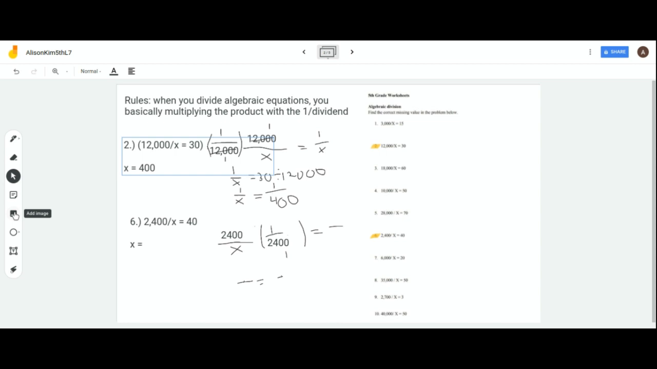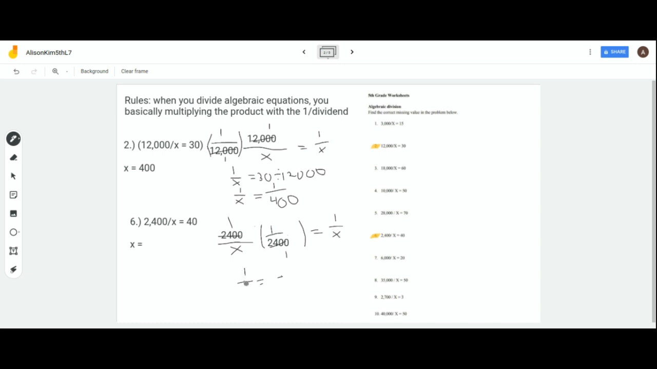Let's move on to number 6. It gives us 2400 over x equals 40. If you want a visual representation, here it is, 2400 over x, right? Now we want x alone, and once again, the only way to do that is by dividing the whole expression by 2400. And when you do, you get 1 right here because you cancel it out, right? And you're just left with 1s. And once again, you're going to multiply across, so you get 1 times 1, 1, and 1 times x, which is just x.